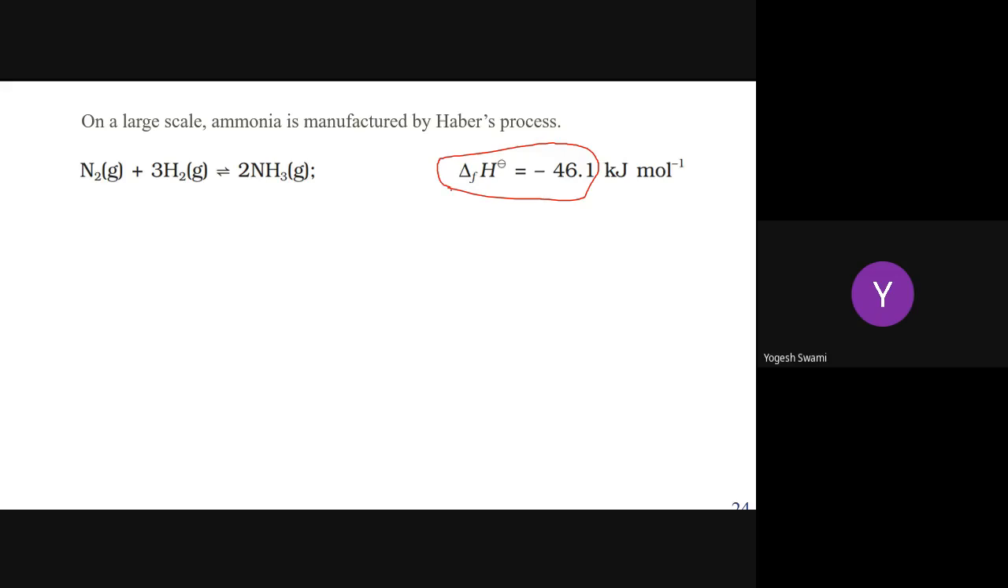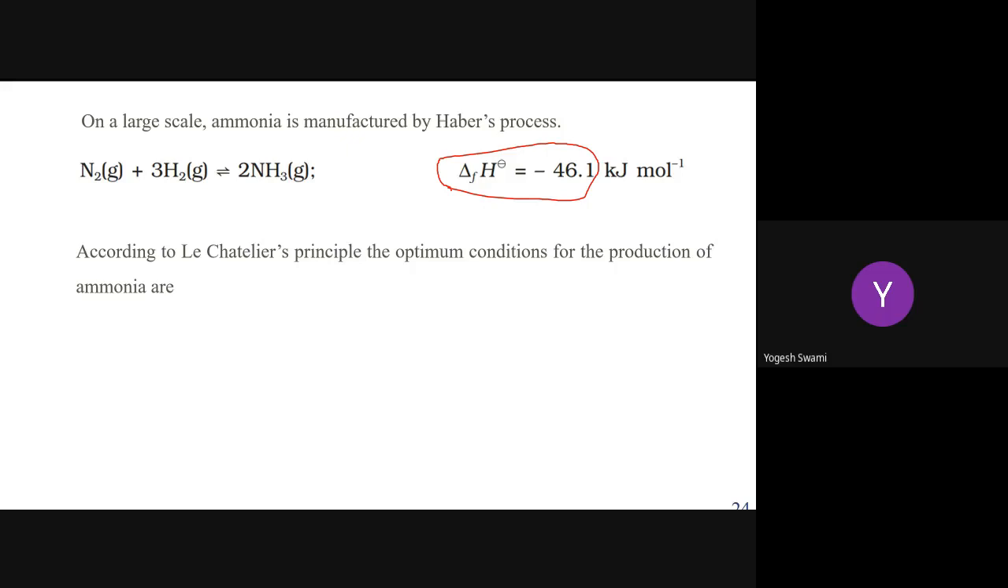On a large scale, ammonia is manufactured by the Haber process. In the Haber process, nitrogen reacts with hydrogen and converts directly into ammonia in the presence of a catalyst. This reaction is exothermic. Look, the delta H value is negative. This negative value indicates the reaction is exothermic. Energy is released in this one.